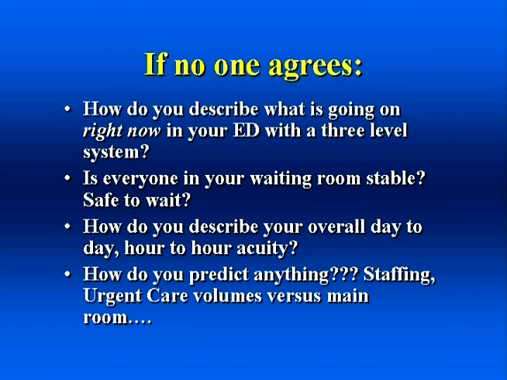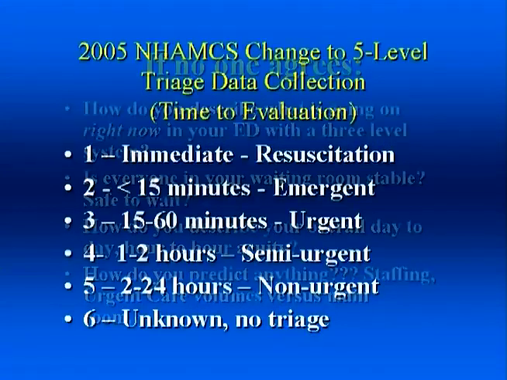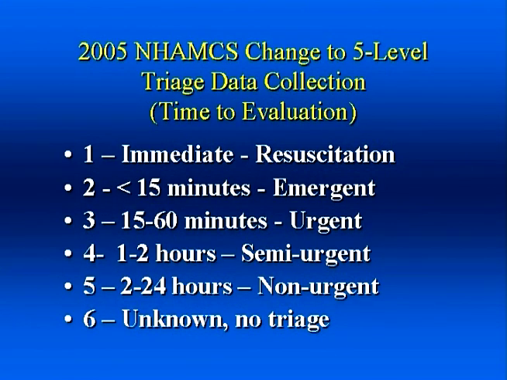So, in closing, using a 3-level system, you cannot reliably describe what is going on in your waiting room right now. How can you make critical decisions like when to go on bypass? You don't really know who is and who is not stable in your waiting room. You can't describe your acuity on a day-to-day or hour-to-hour basis. And you certainly can't predict staffing needs or urgent care hours or anything else. So it is time for 5-level triage.